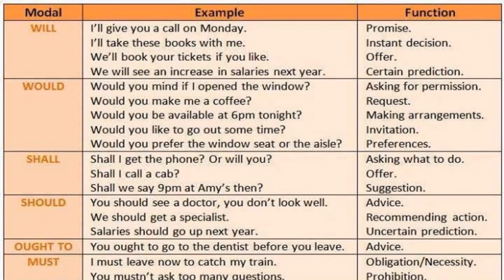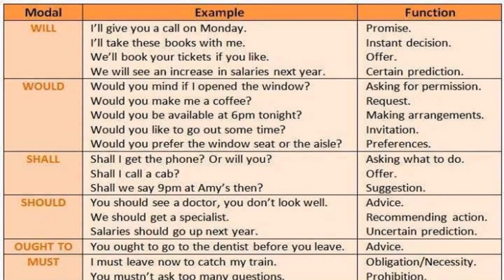Then should. Should is used for advice, recommendation, recommending action for uncertain prediction. Examples are given here. You should see a doctor. You don't look well. So it is an advice. We should get a specialist. Then salaries should go up next year. Then ought to. You ought to go to the dentist before you leave. It is an advice. Then must. Examples are, I must leave now to catch my train. Or you mustn't ask too many questions. So obligation and necessity are expressed, and in the second example, prohibition is expressed.